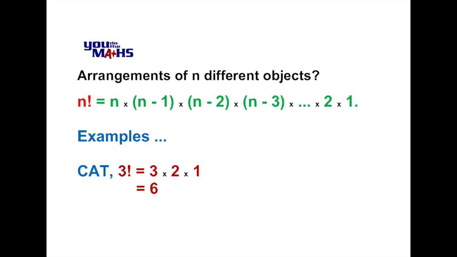Another example might be using the 5 letters of the word frost. Now just like in the word cat, none of the letters are repeated, so we can use this notation 5 factorial to determine the number of possible arrangements from the letters from the word frost. So 5 factorial, as we can see here, is 5 multiplied by 4 multiplied by 3 multiplied by 2 multiplied by 1, and that gives us 120 possible arrangements for the letters from the word frost.